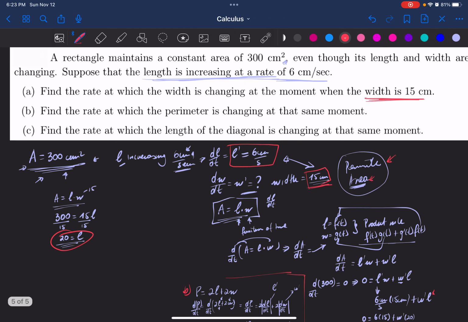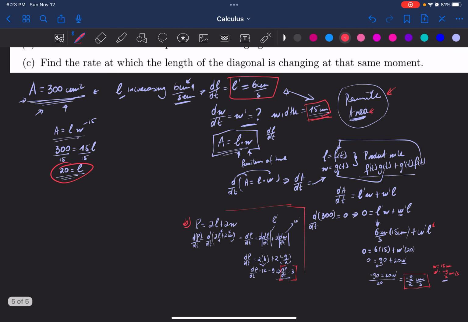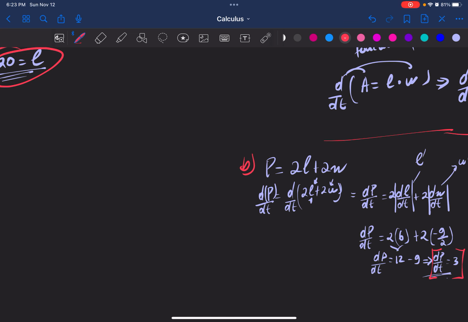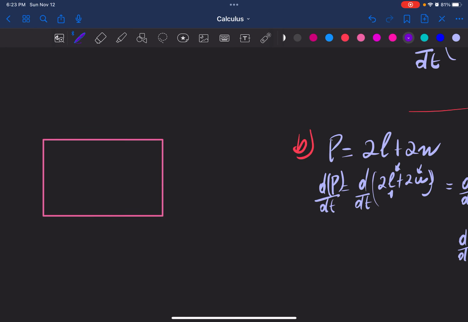This is quite a complicated one, but it's doable. They want us to find the rate at which the length of the diagonal is changing at the same moment. So let's imagine we have a rectangle. We're asked to find the diagonal, this line that cuts the rectangle into two different triangles. Remember that the smallest side will be the width, and this will be the length. So what is the formula that I can use to relate this side and this side?